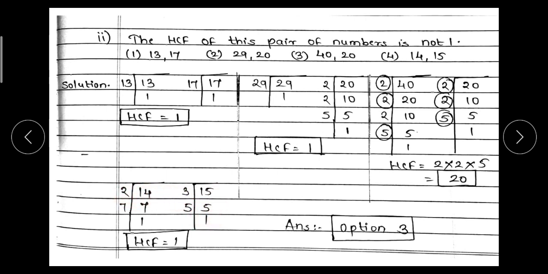Can you see a common factor over here? No common factor. So the HCF will be 1.